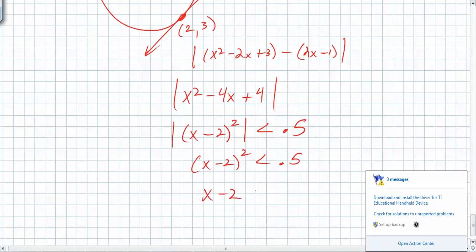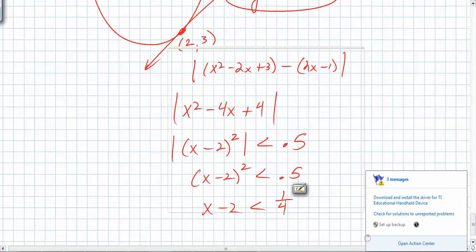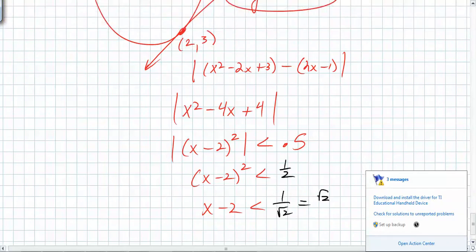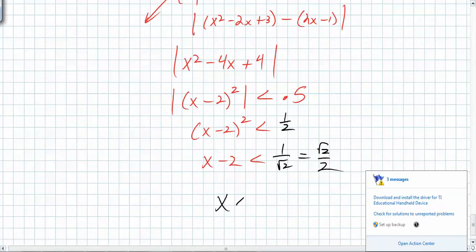We know that x minus 2 has to be less than what? We square both sides. It's equal to 1/4. So then we take the root of 0.5. We're square rooting both sides. Root 2 over 2. So this right here is 1/2, so this should be 1 over root 2, which is root 2 over 2. So x has to be less than 2 plus root 2 over 2.